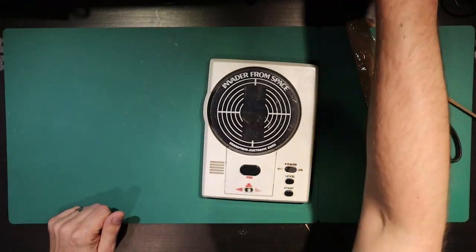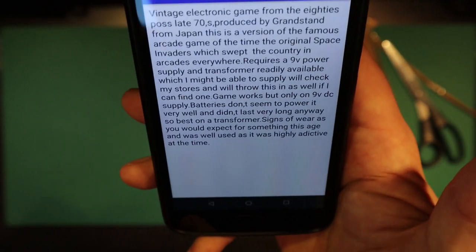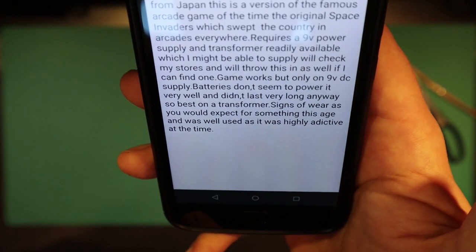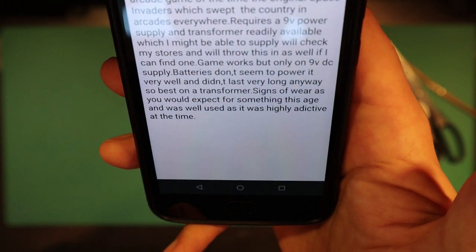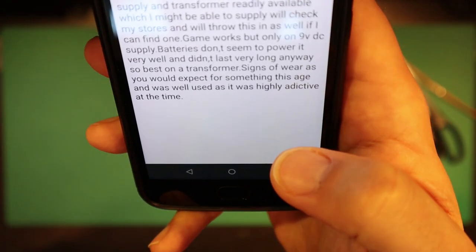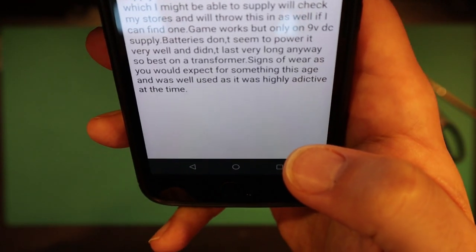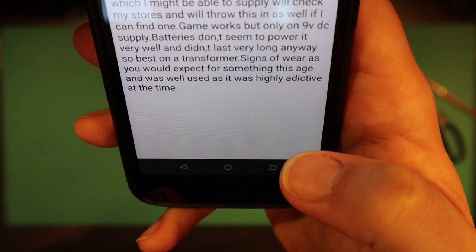So, let's take a quick look at the eBay listing. The item description was pretty basic. It's well worn and loved. The seller described it as a vintage electronic game from the 80s, possibly late 70s, produced by Grandstand from Japan. It's a version of the famous arcade game from the time, original Space Invaders, which swept the country, arcades everywhere. Requires a 9-volt supply and transformer readily available, which I might be able to supply. We'll check my stores and we'll throw this in as well if I can find one.